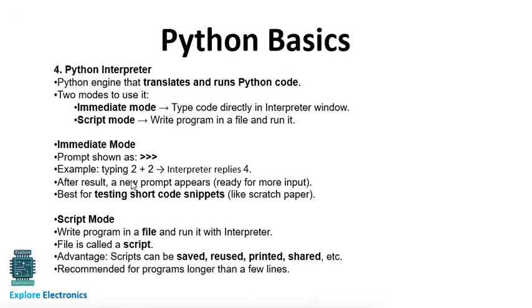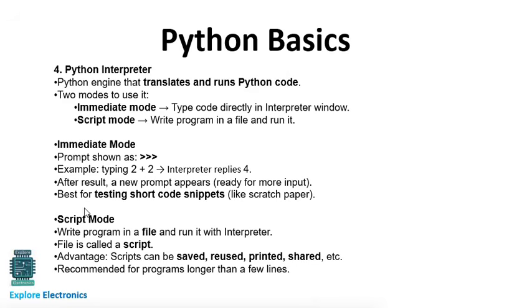And after the result, a new prompt appears, which is ready to take more inputs from the user. The immediate mode is best for testing short code snippets. And script mode is to write the program in a file and run it with the interpreter. The file is called a script.